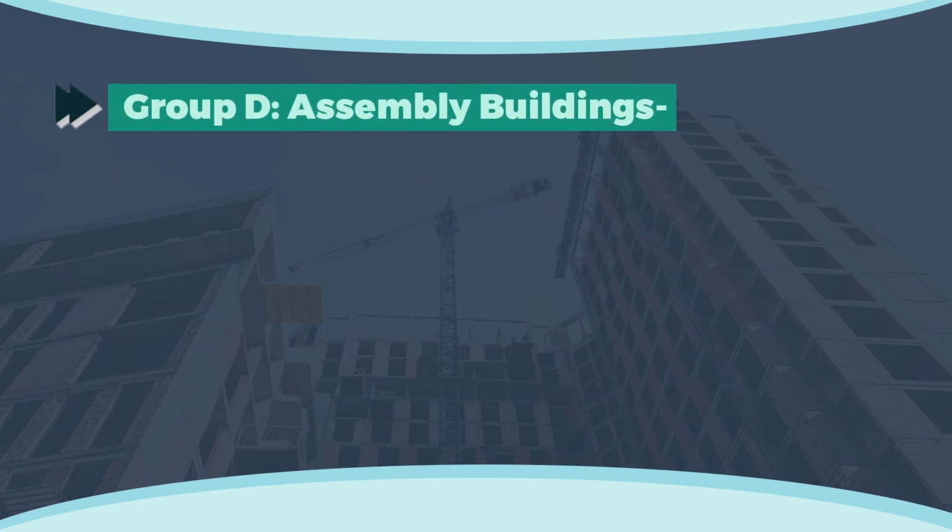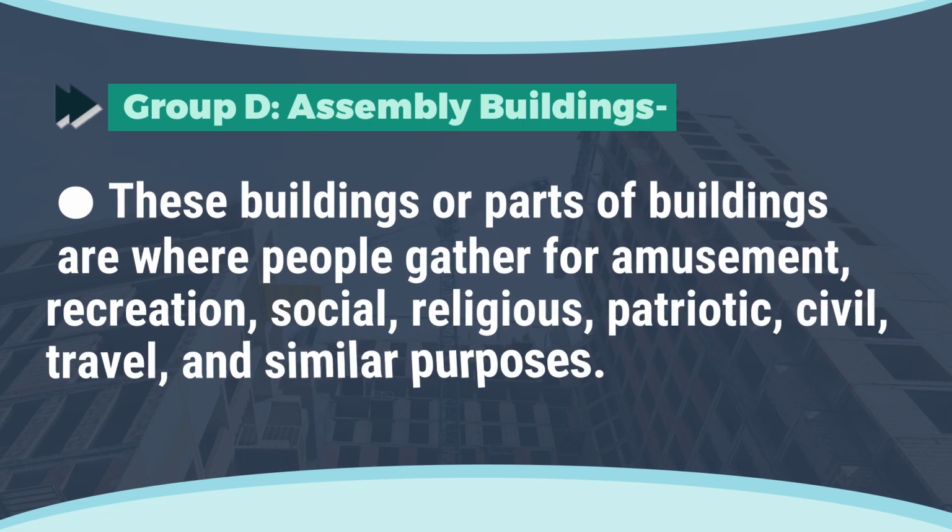Then the fourth is group D, assembly buildings. These buildings or parts of buildings are where people gather for amusement, recreation, social, religious, patriotic, civil, travel, and similar purpose. Examples include theatres, motion picture houses, assembly halls, auditoria, exhibition halls, museums, skating rinks, gymnasiums, restaurants, places of worship, dance halls, club rooms, passenger stations and terminals of public transportation services, recreation piers, and stadiums. Group D type of buildings are further classified as follows.